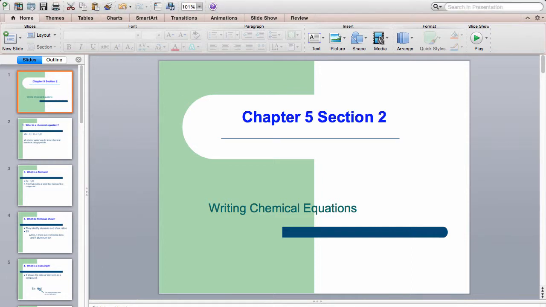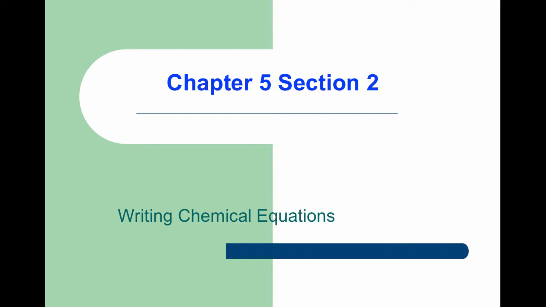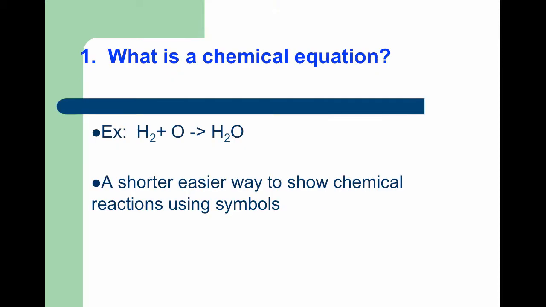Okay, today we're going to talk about writing chemical equations. So in chemistry, one of the things that we do is we write chemical equations because it's a shorter, easier way to show a chemical reaction or a chemical change. Okay, so number one, what is a chemical equation? What does a chemical equation look like? What are the components of a chemical equation?